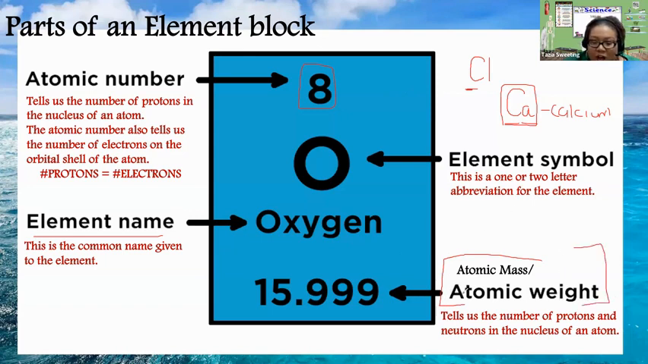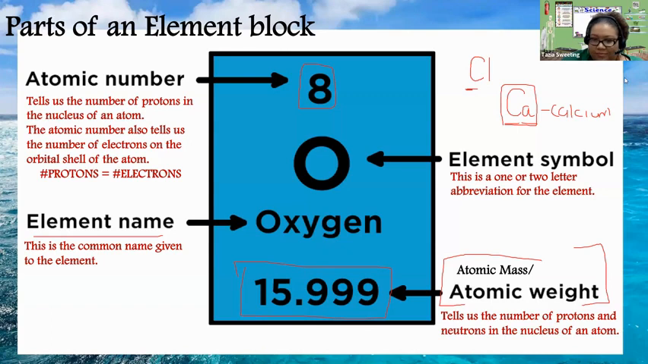And this atomic mass or atomic weight, which is a number represented at the bottom here, tells us the number of protons and neutrons there are in the nucleus of an atom. Remember, we talked about how all of the weight of an atom is found in the nucleus because it's the protons and the neutrons that are carrying the weight. And so this weight called the atomic weight is made up of the protons and the neutrons. Let me see if y'all understanding this.